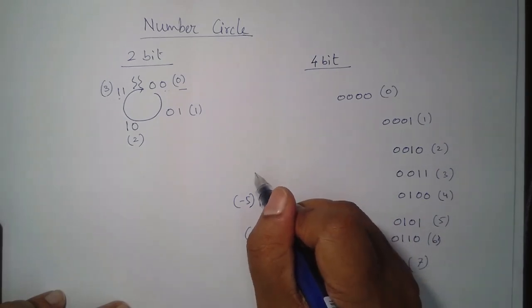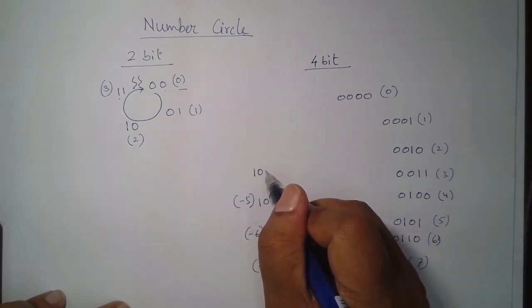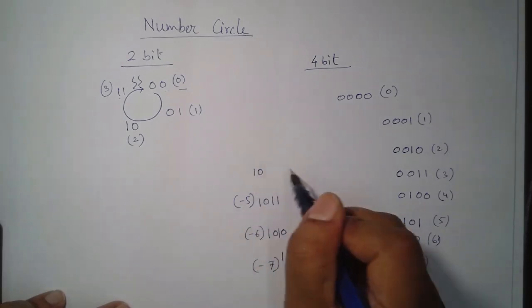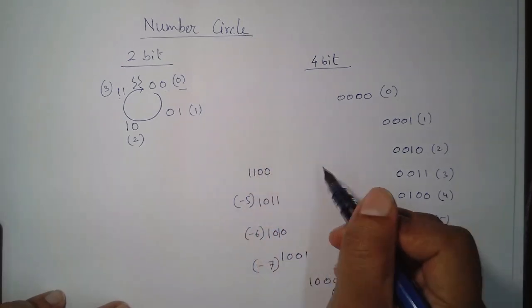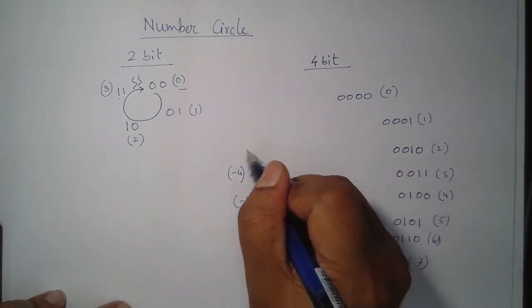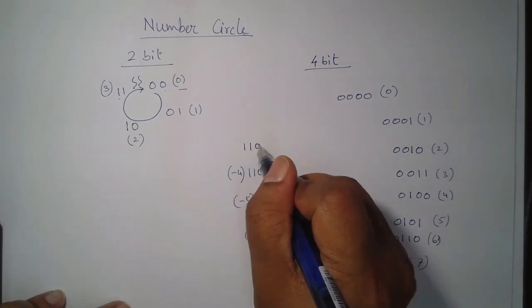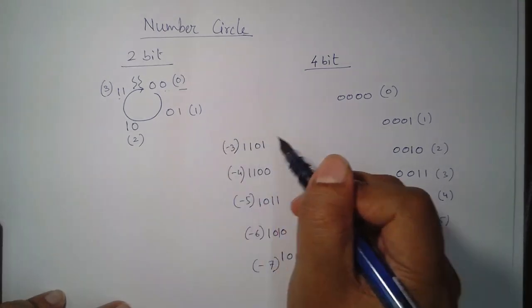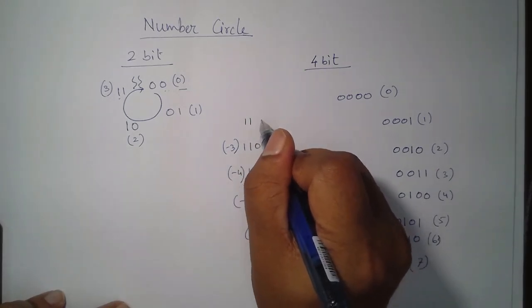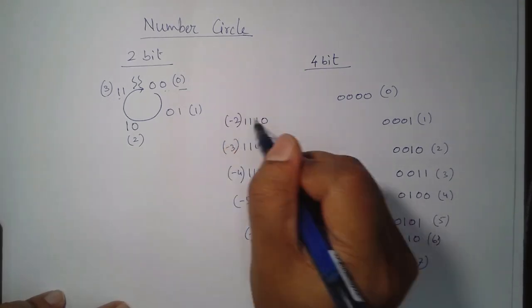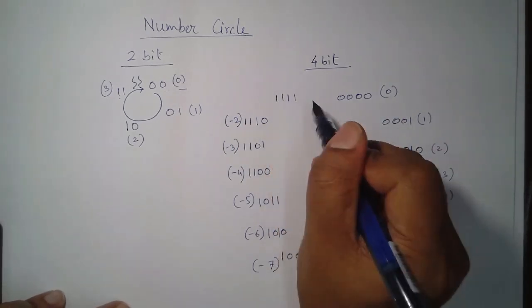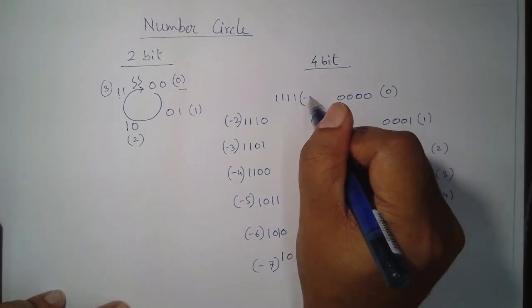Next number is 1100, which is minus 4. 1101, minus 3. 1110, minus 2, and finally all ones, which is minus 1.